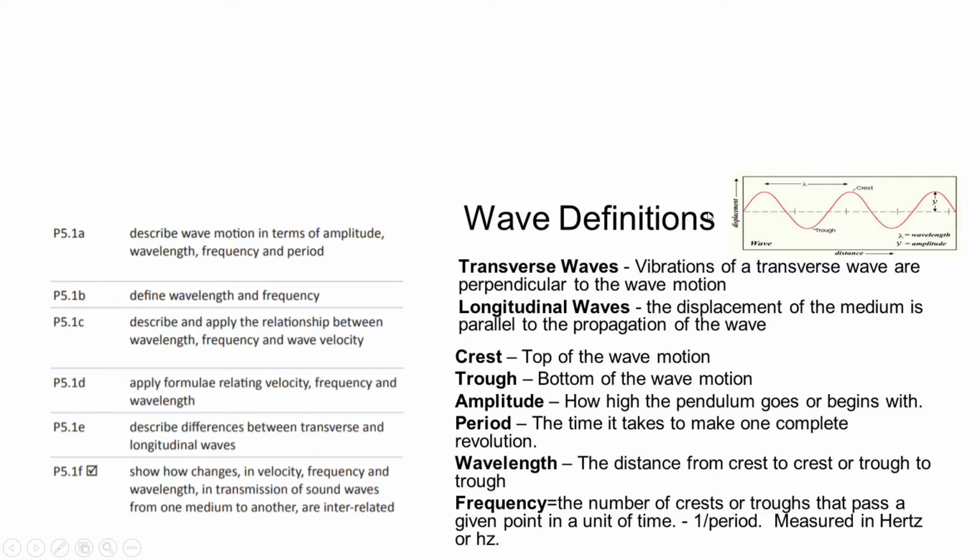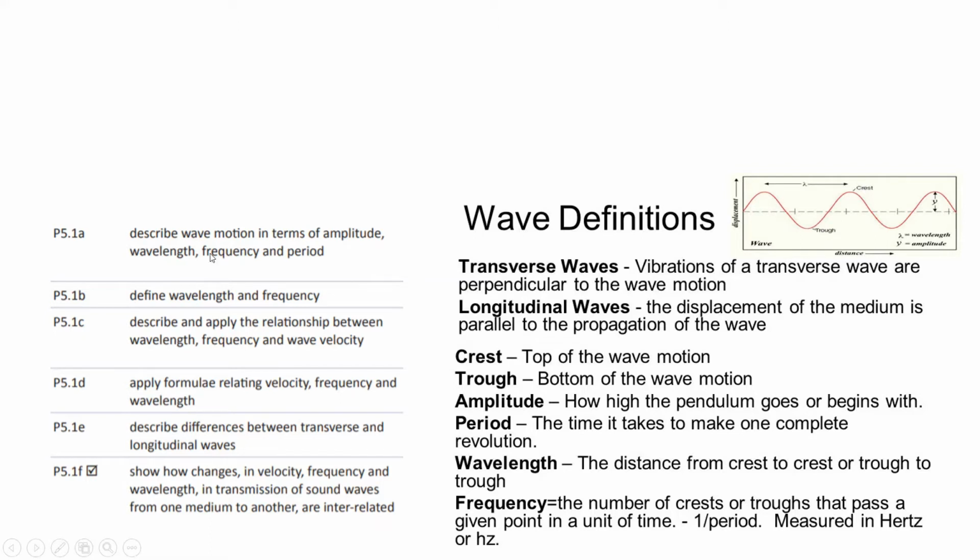If you look at my cursor and follow it, the dotted line is the equilibrium position, the crest is at the top, and the trough is at the bottom. So the distance from the equilibrium position to the crest is the amplitude, and the distance from the equilibrium position to the trough is also the amplitude, assuming it is the same height, assuming it doesn't lose energy, assuming it's a perfect wave. So that's the amplitude: the distance from the equilibrium position to the crest or trough.